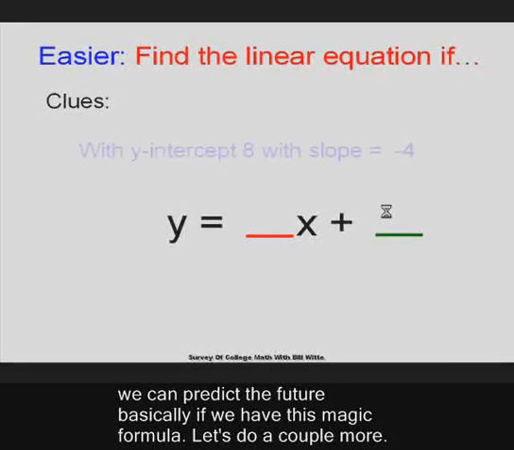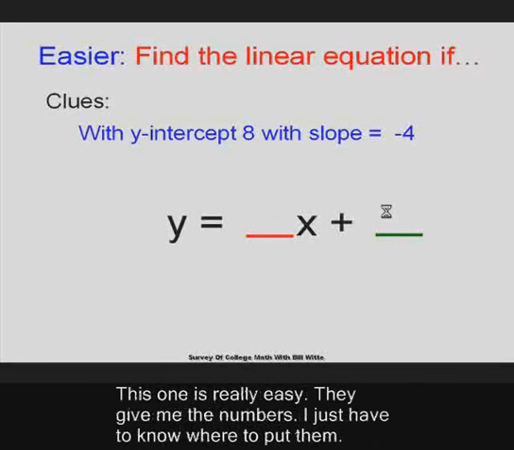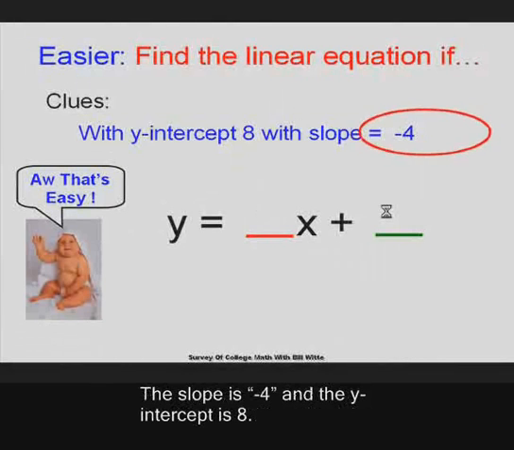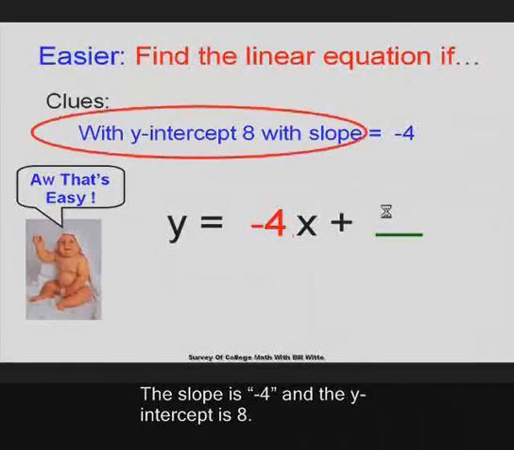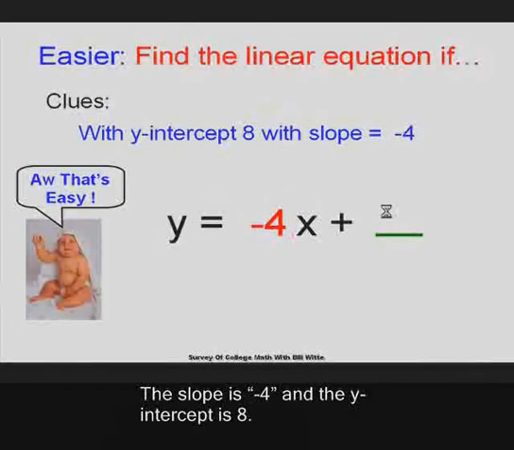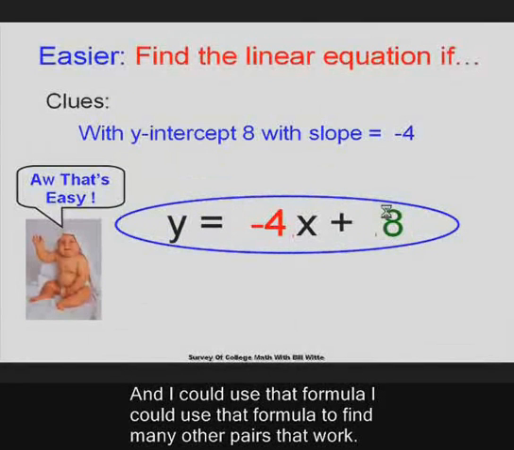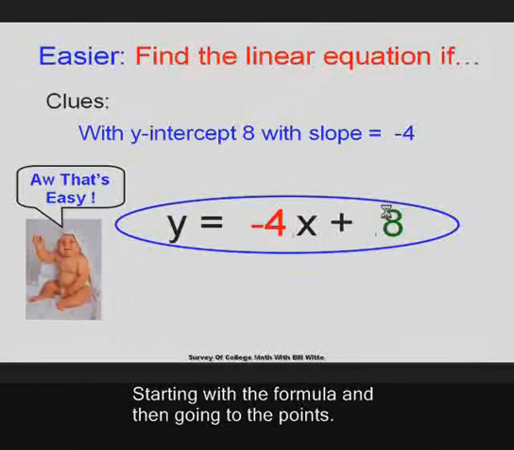Let's do a couple more, because I think you forgot this. I want a linear equation, y equals mx plus b, with a y-intercept of 8 and a slope of minus 4. Well, this one's really easy, because they give me the numbers. I just have to know where to put them. The slope is minus 4, and the y-intercept is 8. And I could use that formula to find many other pairs that work, starting with the formula and then going to the points.